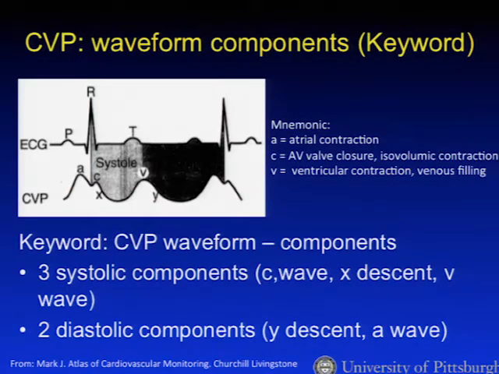Another favorite for the American Board is components of the CVP waveform. It's very useful to have the ECG present for the purpose of orienting yourself to timing of various events in the cardiac cycle. So you'll note atrial systole, P wave, and the A wave here, and you'll note the ECG R wave corresponding to end diastole, immediately followed by the C wave, which corresponds to tricuspid valve closure and the beginning of isovolumic contraction. Again, a previous keyword topic.